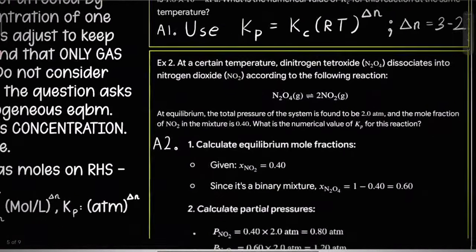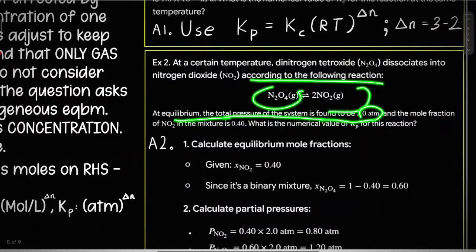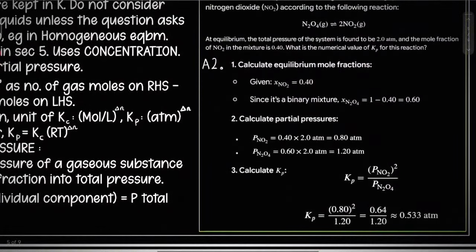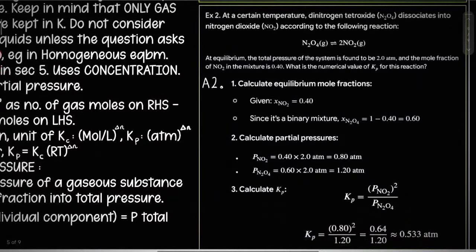And at a certain temperature, the dinitrogen tetroxide N2O4 dissociates into nitrogen dioxide according to the following reaction. At equilibrium, the total pressure of the system is found to be 2 atm and the mole fraction is 0.4. What is the numerical value of Kp for this reaction? I have written the way. I'll basically use a screenshot from Gemini, and I provided you a cleanly formatted solution. Just see how it works.